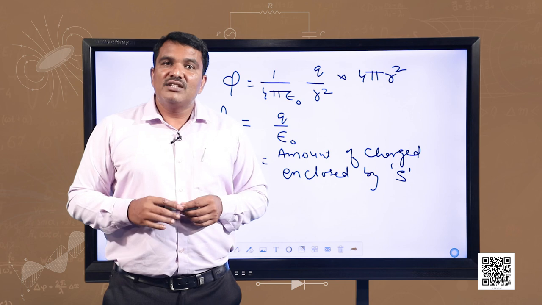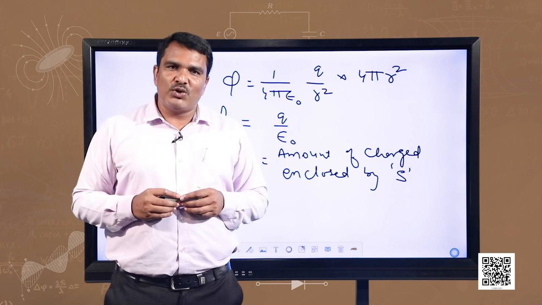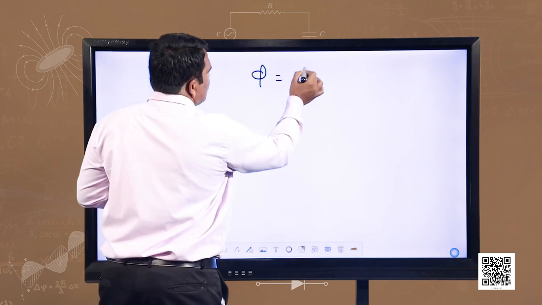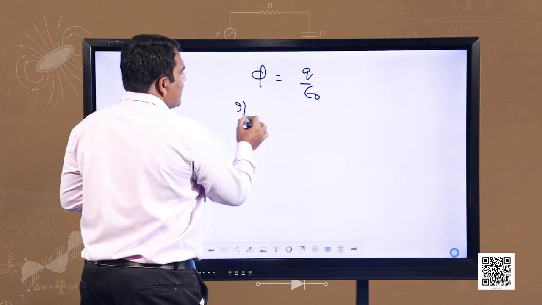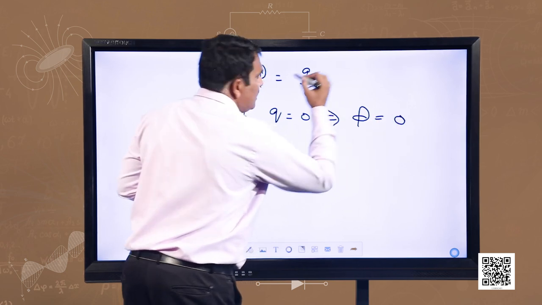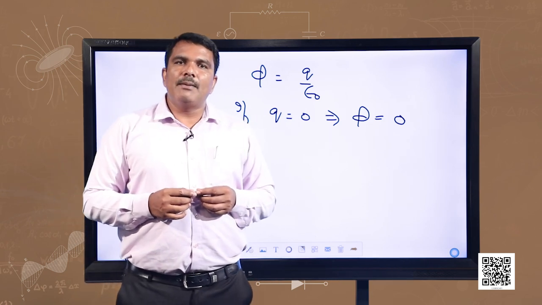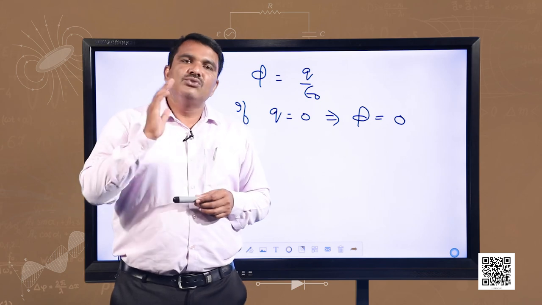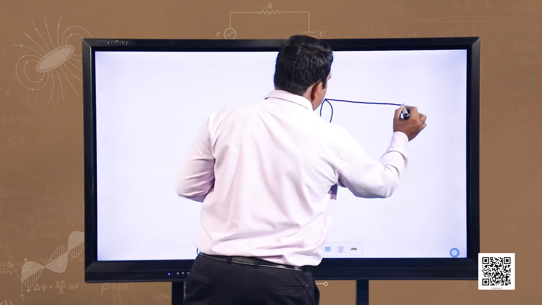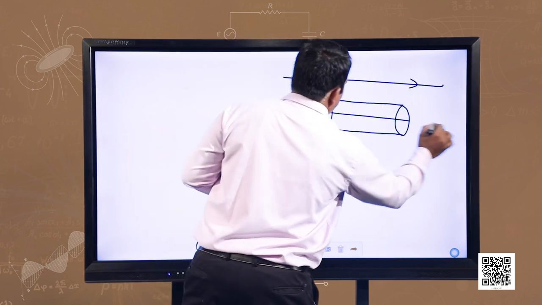The law implies that the total electric flux through a closed surface is 0 if no charge is enclosed by the surface. That is, if q is 0, you can see, because phi is q by epsilon naught, and if charge enclosed by the surface is 0, this implies flux passing through the surface will also be 0. Let us check by taking an example of a cylinder which is placed in a uniform electric field. Suppose this is a cylinder and it is placed in a uniform electric field.